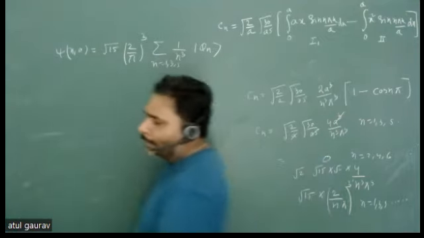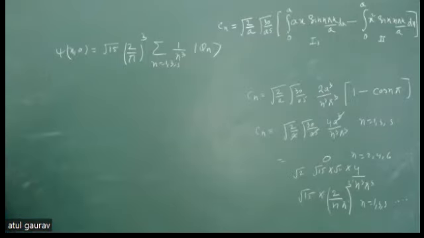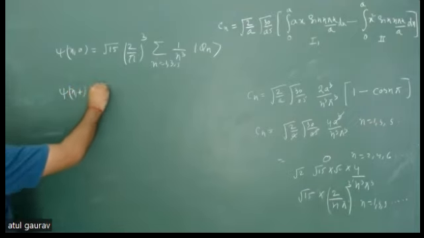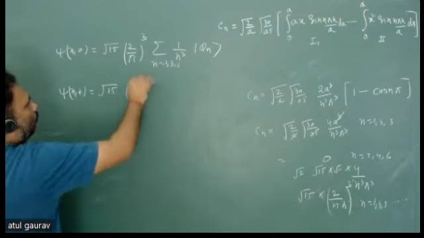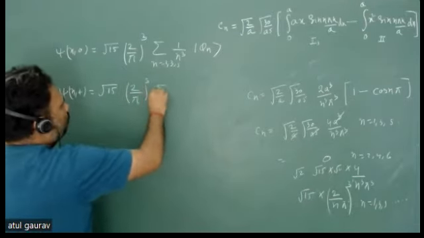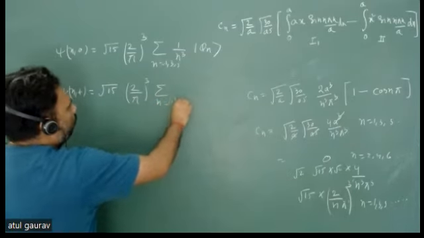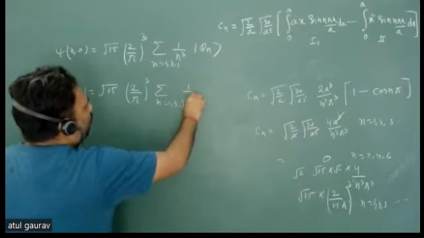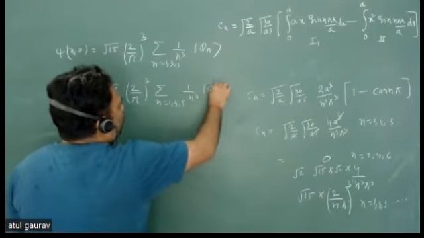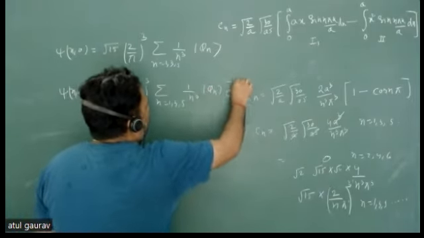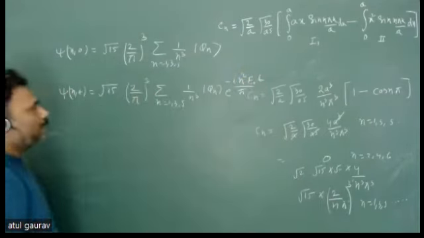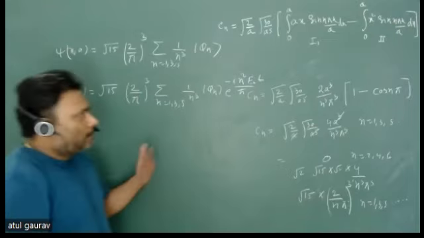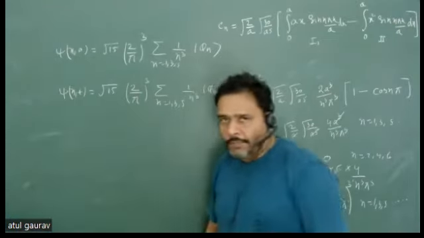And in the Griffiths problem, they have asked to write the expression of psi xt. So what is the expression of psi xt? The psi xt is nothing but root under 15 into 2 upon pi whole cube, summation over n equal to 1, 3, 5 of 1 upon n cube, and this is phi n e to the power minus i n square E naught t upon h cut. Yes, so this is your psi xt. This problem was given in example 2.2 of Griffiths.